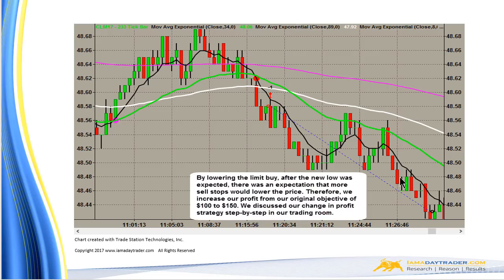And this is the rest of the story. As you can tell, prices have come down. They touched the 48.48, but this is where the sell stops then hit and hit again. And so it reached my profit objective of 48.43, an additional $50 for the trade. And it's all because I expected sellers to drive the price underneath this support area.